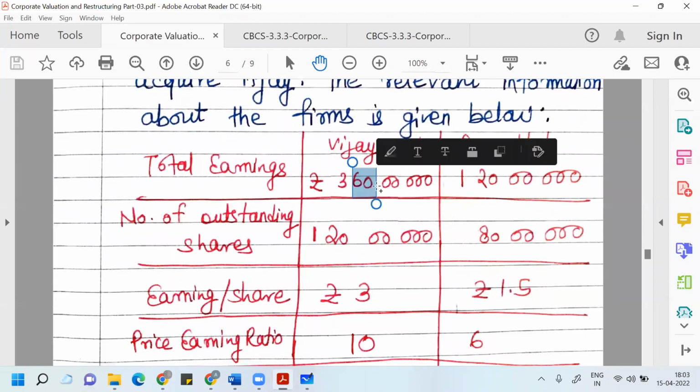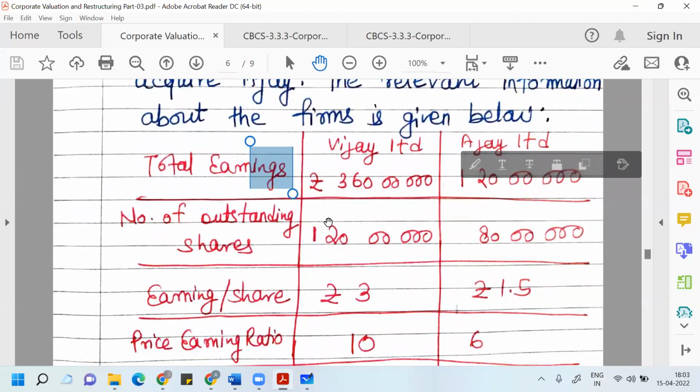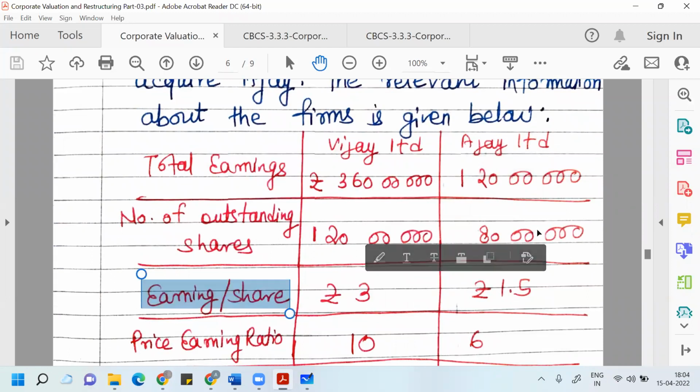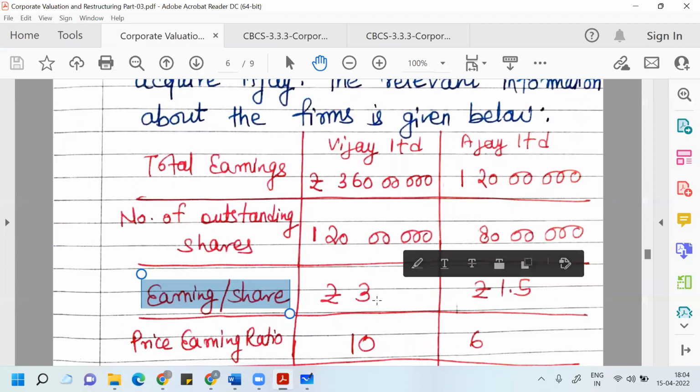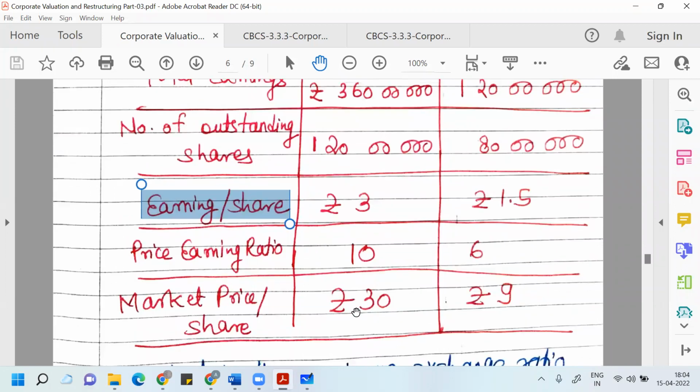This is E1, this is E2, this is S1, this is S2. This is earning per share, EPS1 and EPS2. This is the price earning ratio. For the price earning ratio, you need the market price, and if you divide it by EPS, you will get the price earning ratio. All this data is given to you.